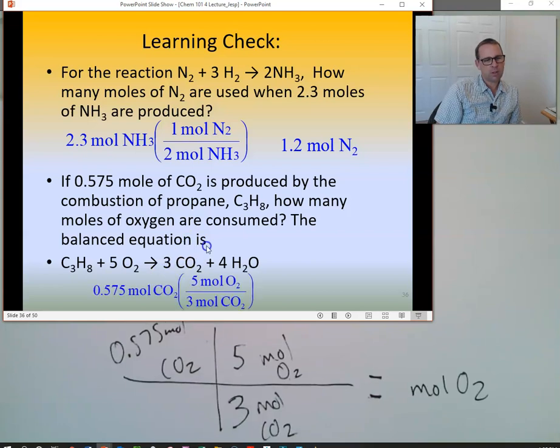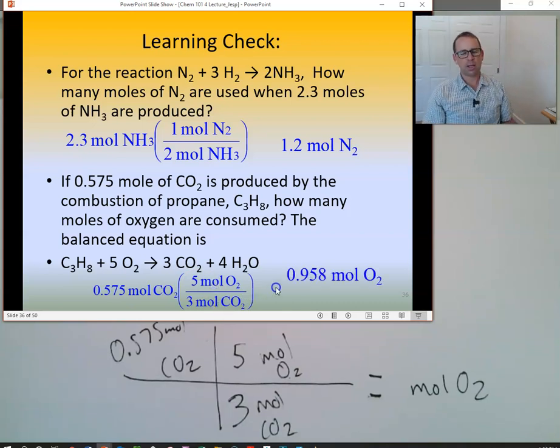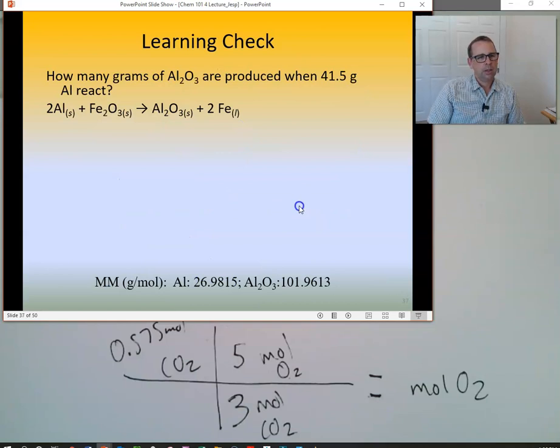All right, very good. So our 0.575 times the 5 divided by our 3, and that's how we can identify how many moles of oxygen must have been consumed based on the amount of carbon dioxide that was produced in the process. Okay, so here's another one.